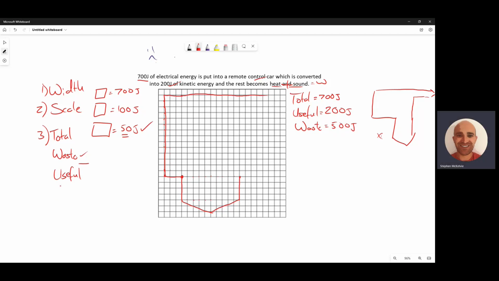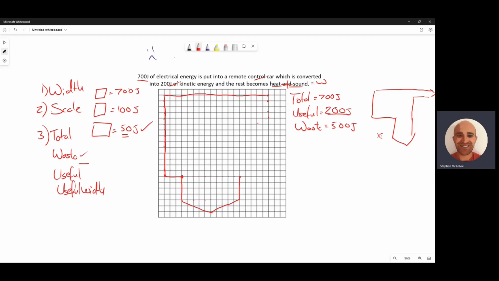Then I'm going to have to do my useful width. Now, 200 joules in 50 joule increments is going to be 4 boxes. So if 1 box equals 50, 2 boxes, 100, 3 boxes, 150, 4 blocks is 200. So I'm going to put a dot there, and I'm going to count down 4 blocks. 1, 2, 3, 4. That is the width of my useful arrow.